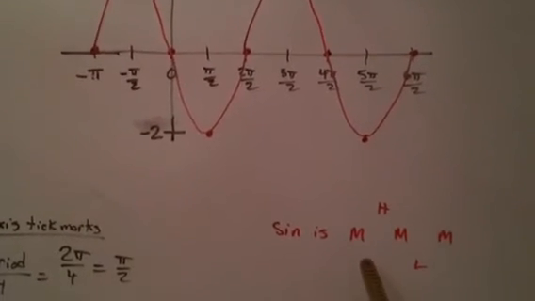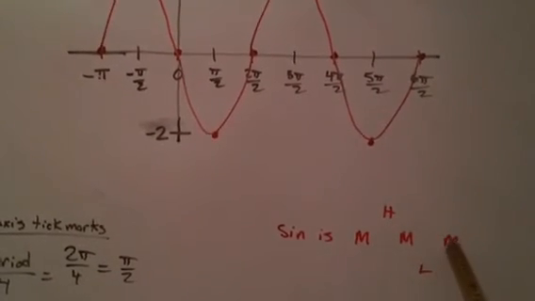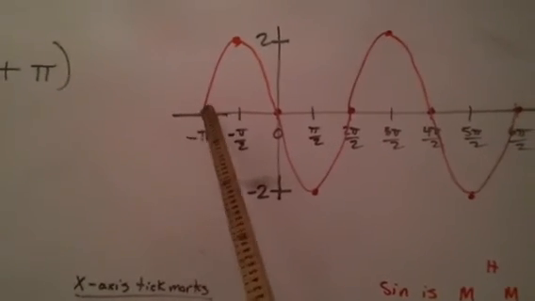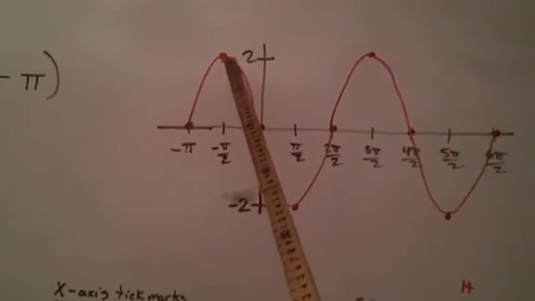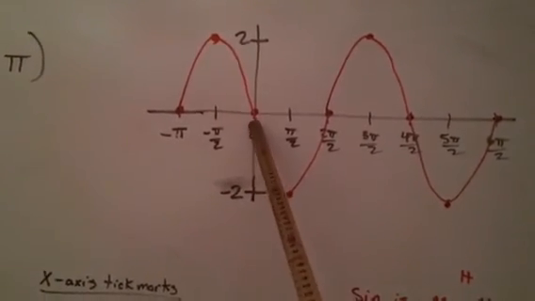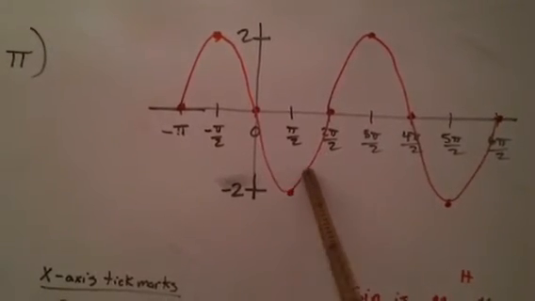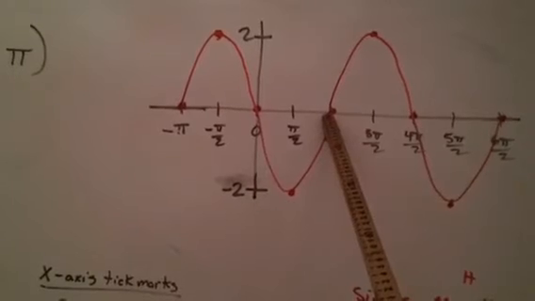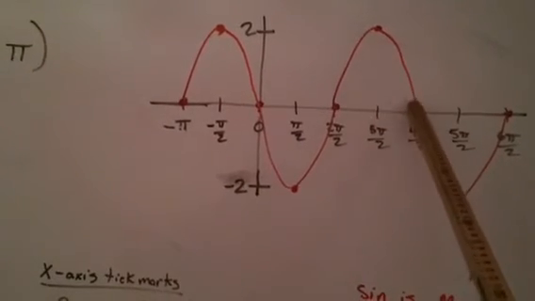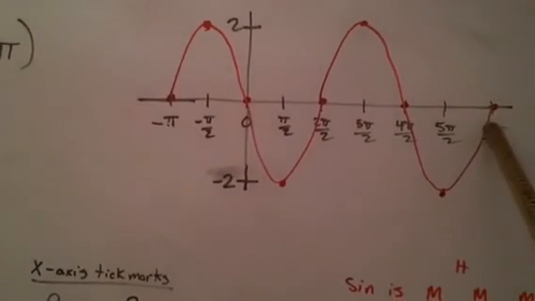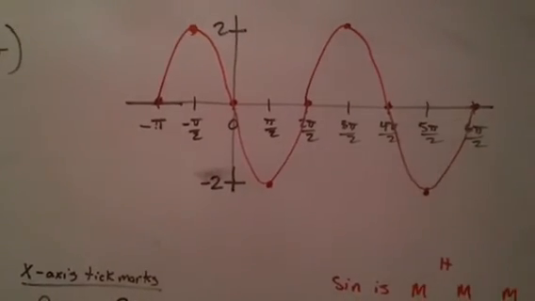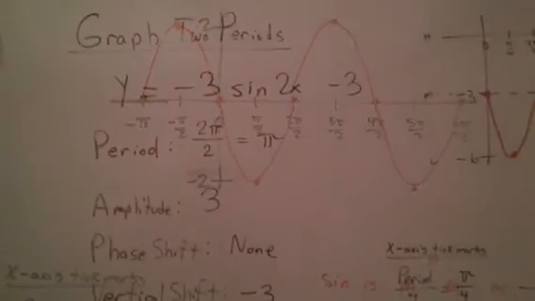For sine, sine goes middle, high, middle, low, middle. And so starting here, middle, high. The next point is middle, here at 0, low, and then middle. And it repeats, middle, high, middle, low, middle, and that creates my sine wave of 2 periods.